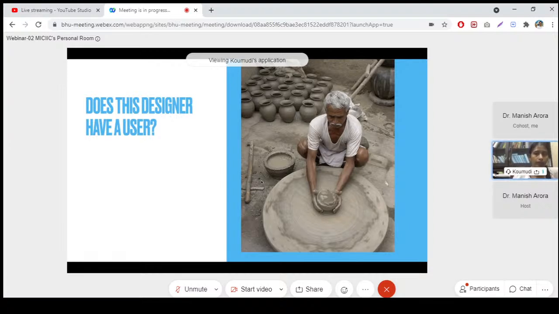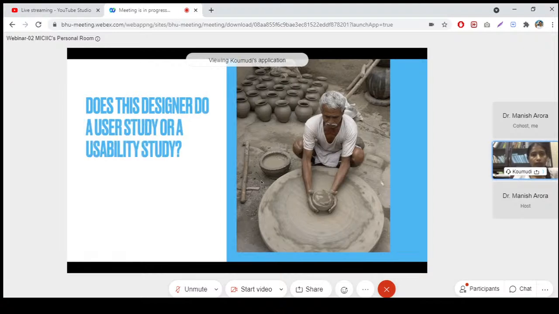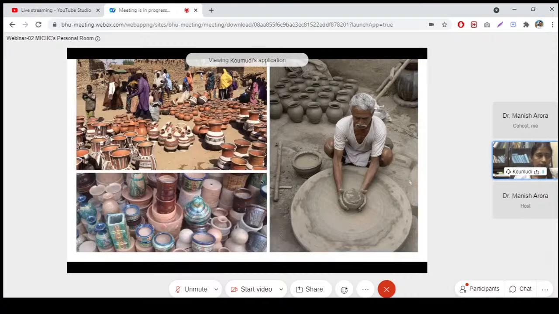Does this designer have a user? Yes. Does this designer do a user study or a usability study? No. Well, traditionally, or in the pre-modern design scenario, designers were like him, almost all of them. All traditional design practices, even today, do not do a user or usability study. And yet all traditional designs have a surprisingly good fit to the needs of the user.